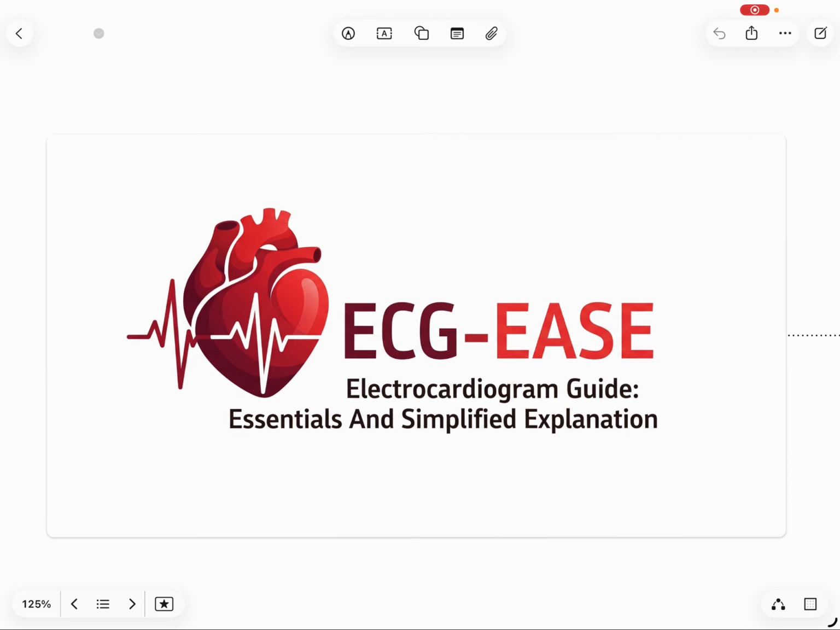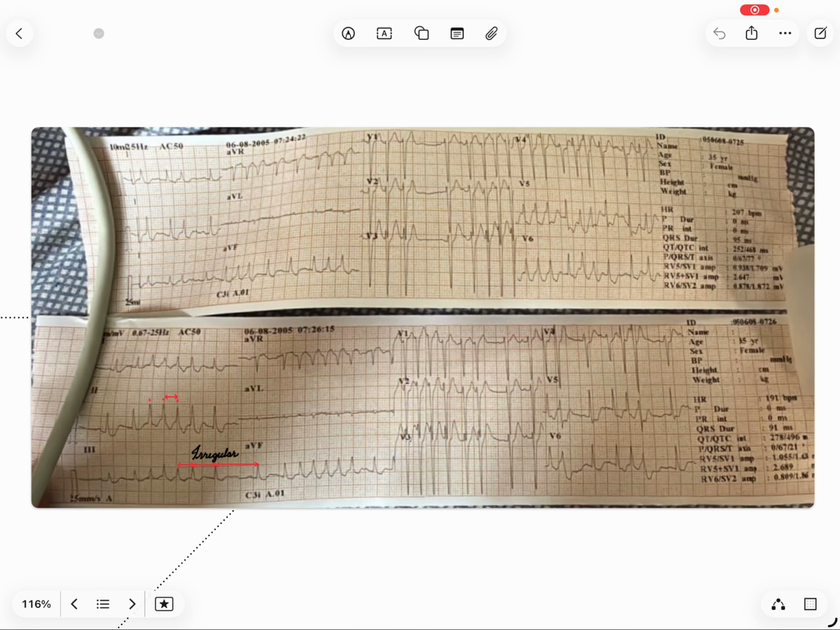So yesterday or some days before, I guess, I had put an ECG on the group, with the description of it being of an elderly male with a known case of COPD, complaining of chest pain.